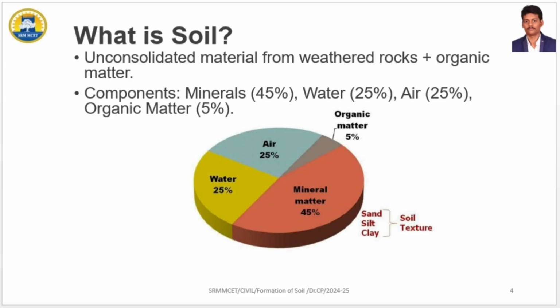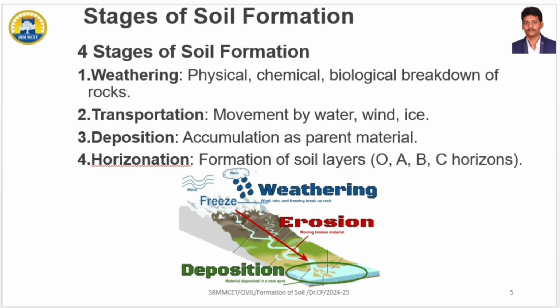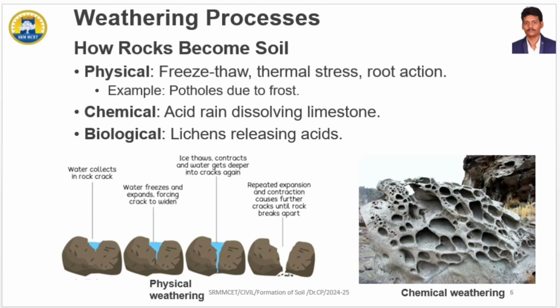So next we will see the stages of soil formation. The formation of soil is a gradual process that occurs over thousands to millions of years. It involves several stages. Here we have the four main stages of soil formation, that is weathering, transportation, deposition and horizonation. In weathering of rocks, soil formation begins with weathering of parent rocks. Weathering is the breakdown of rocks into smaller particles due to physical, chemical and biological processes.